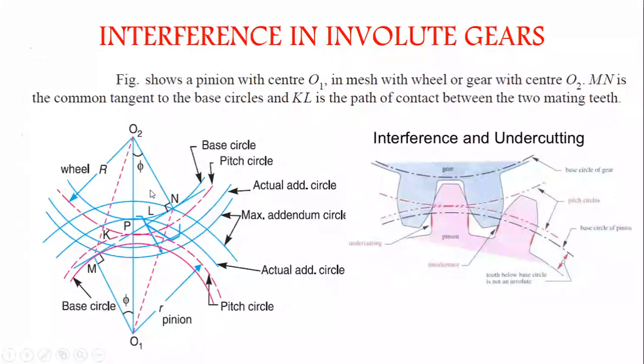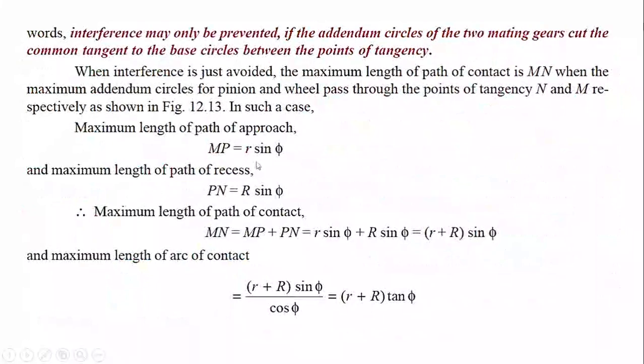The point of recess is the point of disengagement. The maximum length of path of approach is MP equal to r sin phi, and the maximum length of path of recess is PN equal to R sin phi. The maximum length of path of contact MN is equal to MP plus PN. Substituting the values and simplifying, it is small r plus capital R into sin phi. Small r is the pitch circle radius of the pinion and capital R is the pitch circle radius of the gear.